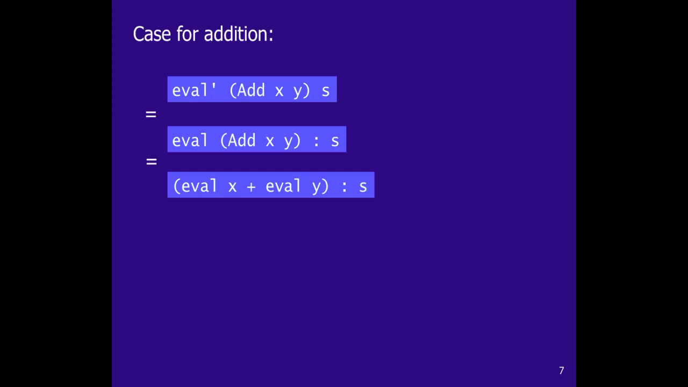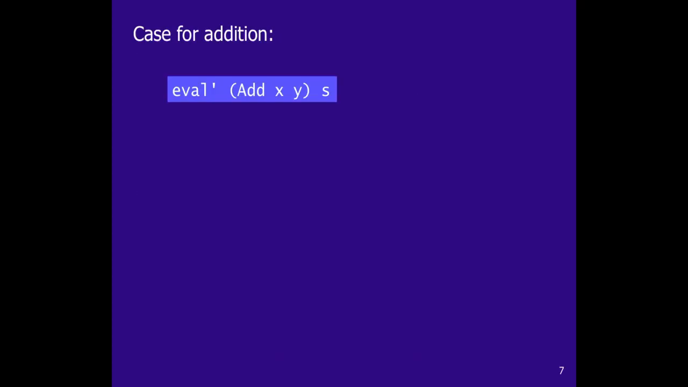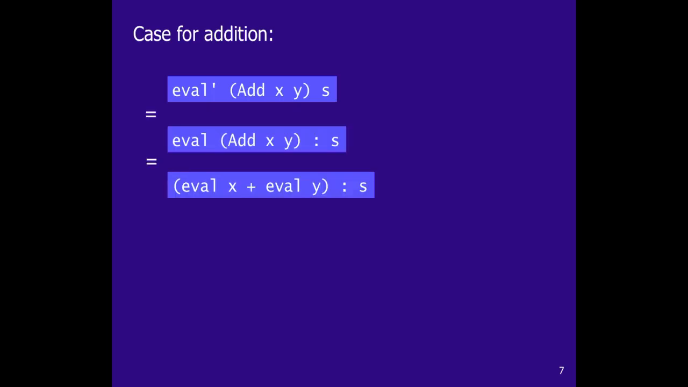But what have we got at our disposal now to make further progress? Remember what kind of proof we're doing. We're doing an inductive proof. So we can assume that the property we're trying to prove is true for the arguments x and y. We can assume that eval prime of x for some stack s is eval of x on some stack, and similarly for y. What we'd like to do is get this thing into the form where we have eval of x sitting on some stack and eval of y sitting on some stack, and then we can apply our induction hypothesis.